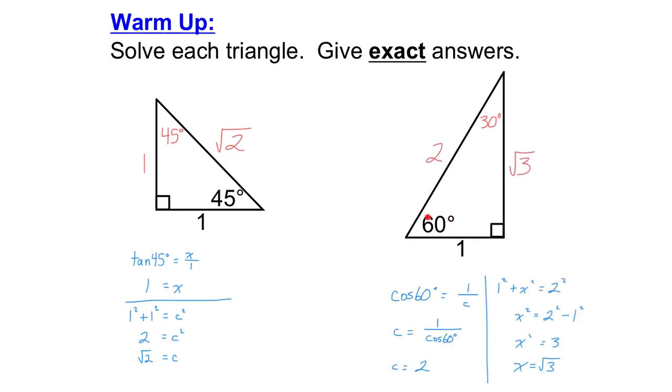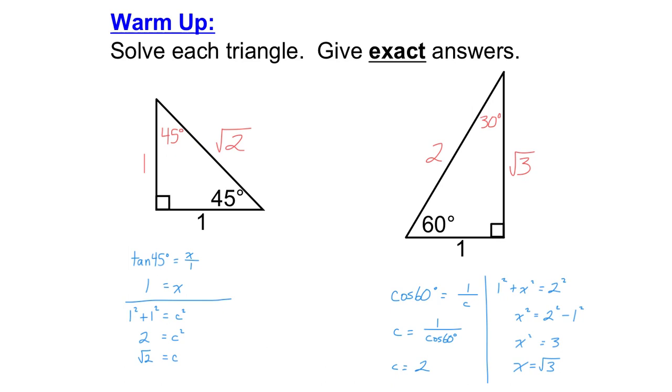If you look at 60 degrees, you can try sine, you can try tangent, but they don't give you nice numbers. Cos 60 is 0.5. That's kind of nice to make your math easier. Cos 60 equals adjacent over hypotenuse, 1 over something. So that something is 1 divided by cos 60, which ends up being exactly 2. So that's how I found the hypotenuse.